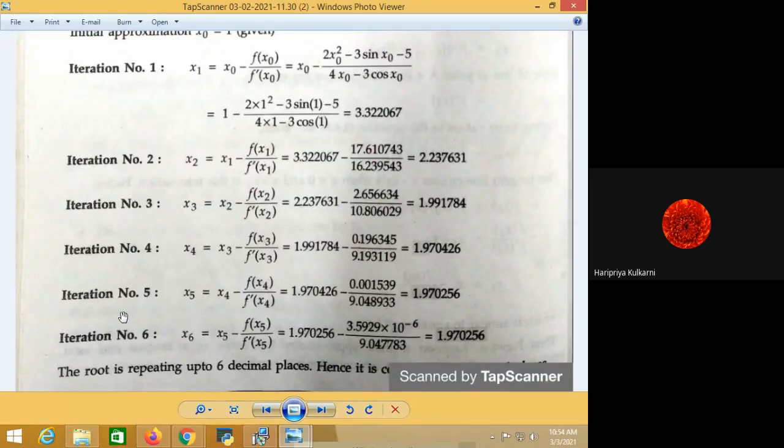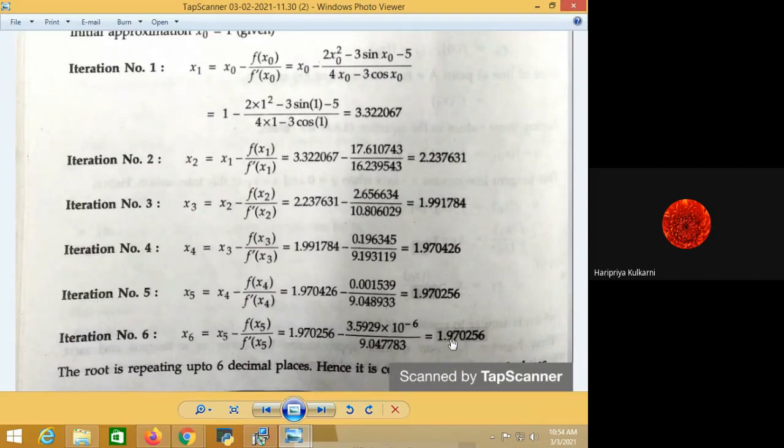Say in iteration number 5, I've got 1.970256. If we observe these two, up to 3 decimal places it is correct. But what is asked? Up to 4 decimal places. So I'll solve one more iteration, iteration number 6, and I've got 1.97025. So it is repeating for 4 decimal places. I'll stop here and say that the root is correct up to 4 decimal places.